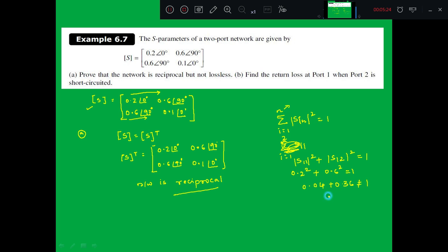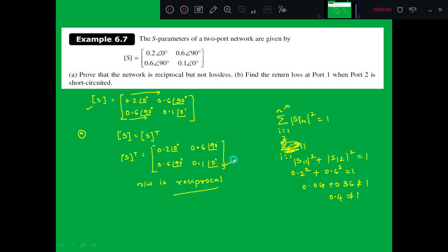Is it equal to 1? No, it is not equal to 1, because 0.04 plus 0.36 is 0.4. It is not equal to 1. Therefore this network is not lossless, it is a lossy network.